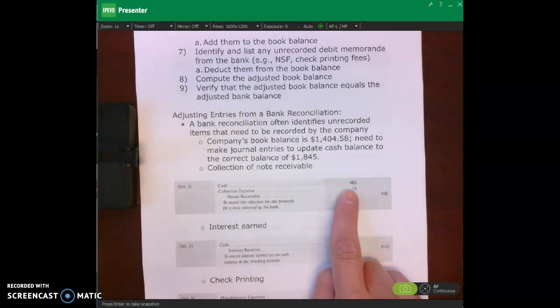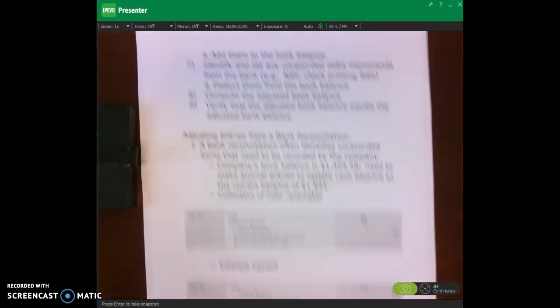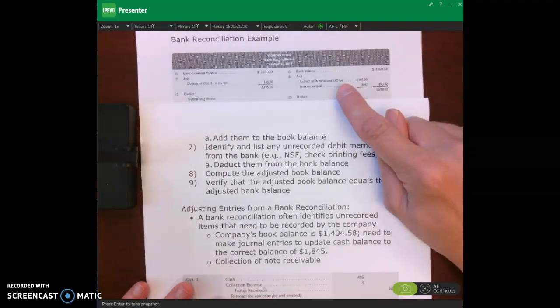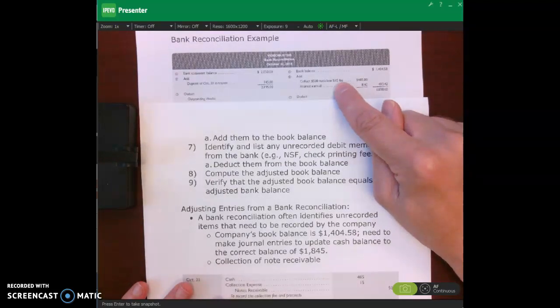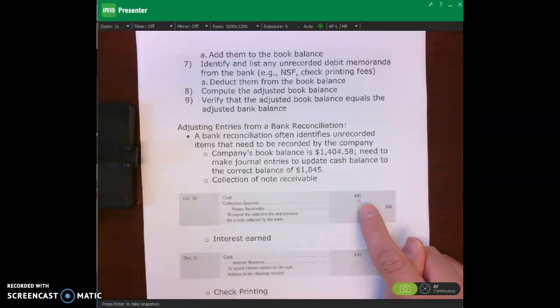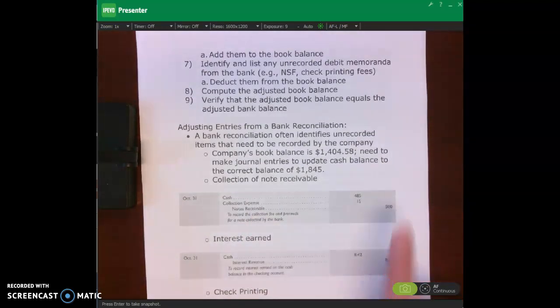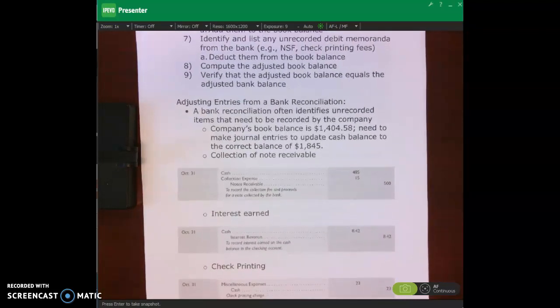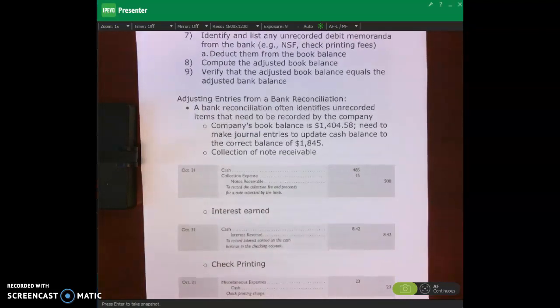So the first one, we debit cash for the $485, and then we have our $15 collection expense. We can see that here, less our $15 fee. Okay, so debit cash $485, debit collection expense $15, and then credit our notes receivable for $500 because we were told that the bank collected on our notes receivable.